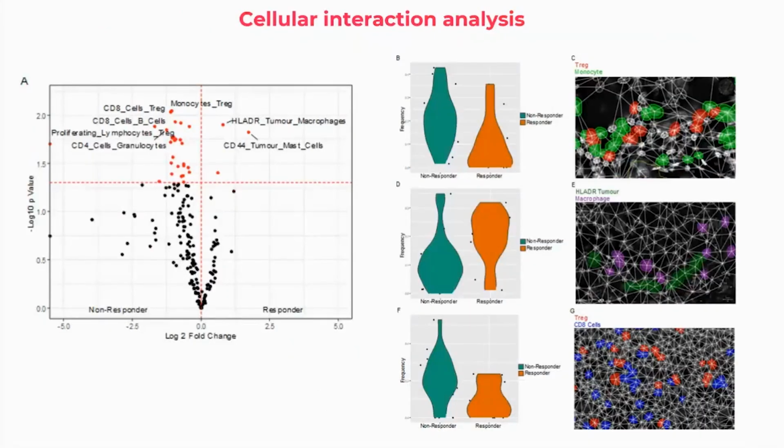And so then we can take this graph neural network approach and look at the nearest neighbor in this type of analysis. And we could see that the Tregs and monocytes, or the HLA-DR tumor cells and macrophages, or the Tregs and CD8 cell proximity, when you had those cell types in proximity, they were associated with response or resistance to therapy.